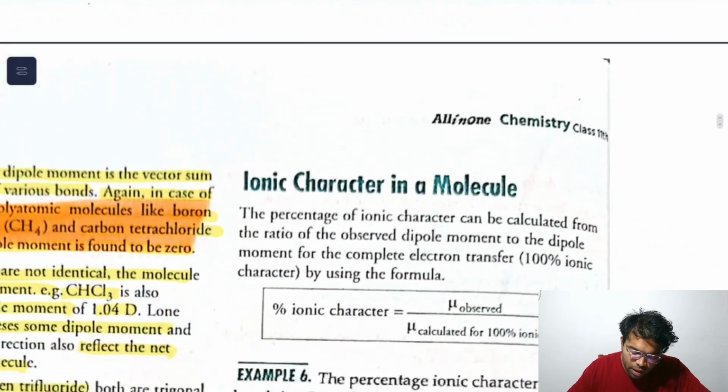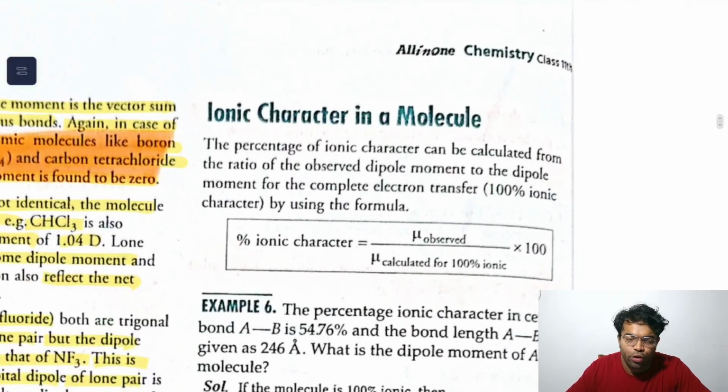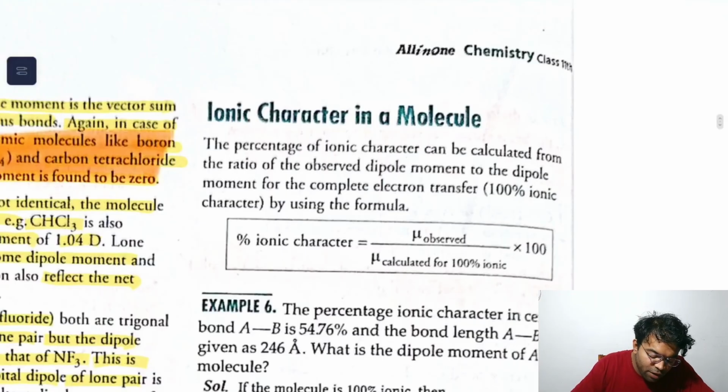Okay, let's move on. Now, ionic character in a molecule. In a covalent bond, we want to know how much ionic character is present inside. Therefore, what do we do? The percentage of ionic character can be calculated from the ratio of the observed dipole moment to the dipole moment for the complete electron transfer. That is 100% ionic character.